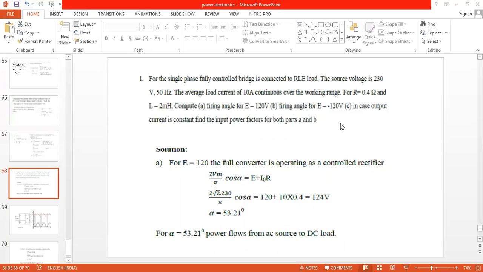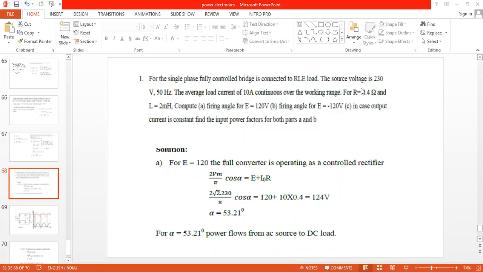When the firing angle maintained in the circuit is greater than 90, the input source voltage value will be less than the back EMF. Under this condition, the motor acts as the generator and energy is transferred from motor to the source, or from load to the source. That's why, if you see for the single phase fully controlled converter, the source voltage.